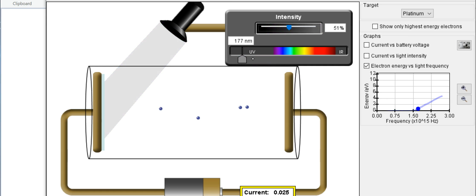Okay, so we need to get to that threshold frequency, and if we creep this thing back and look at the graph, let's see if we can get it nicely right about there, close to there. Right where that little nub is, right where the graph is actually starting.